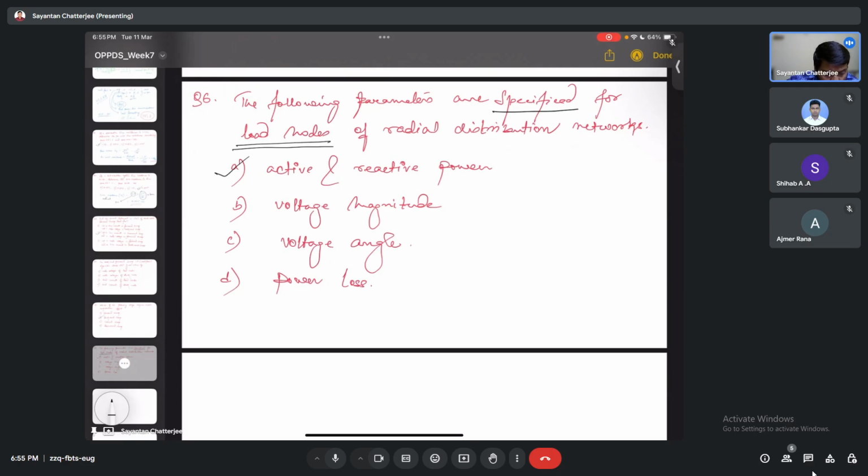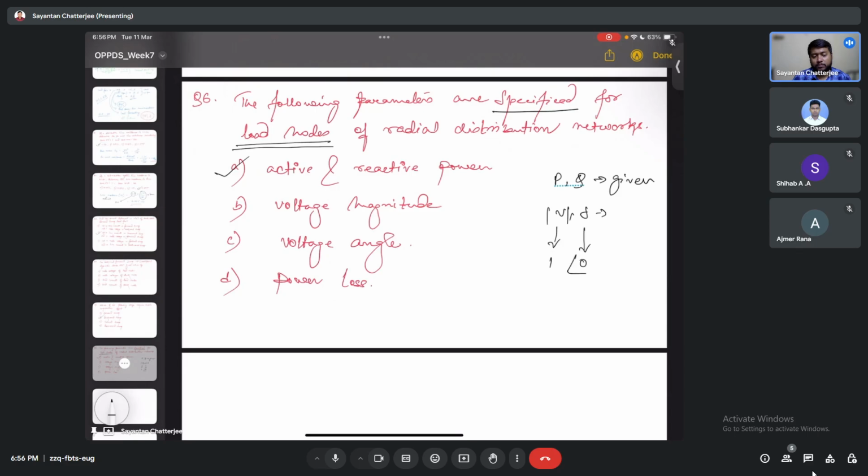For the load nodes, we are given the values of active and reactive power. So P and Q are given, and based on P and Q we need to find V and delta. That's our aim. For these V and delta we choose values like 1 for the magnitude and angle 0. So 1 angle 0 is chosen as the first guess solution, guess assumption.